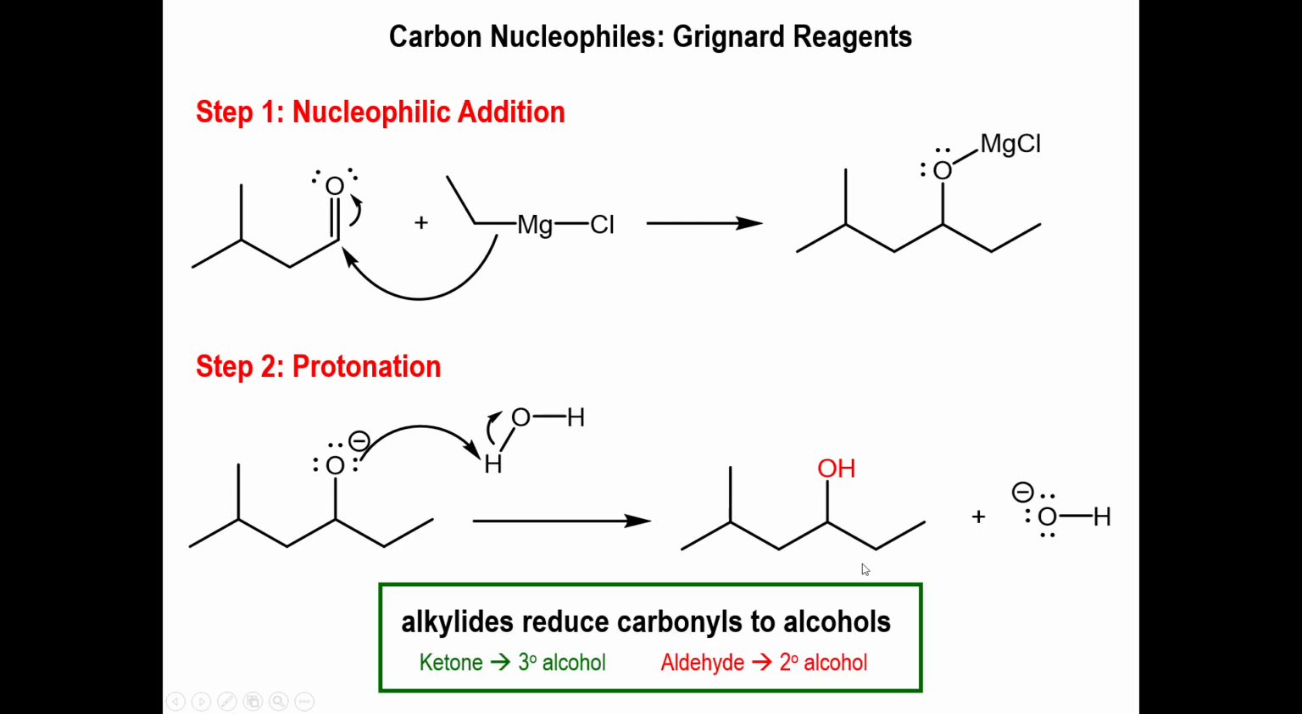If, on the other hand, you start with a ketone, the ketone already has two carbon connections. The third one will come from the Grignard. So ketones get turned into tertiary alcohols via this route. Aldehydes get turned into secondary alcohols. All right, so that's also kind of review.